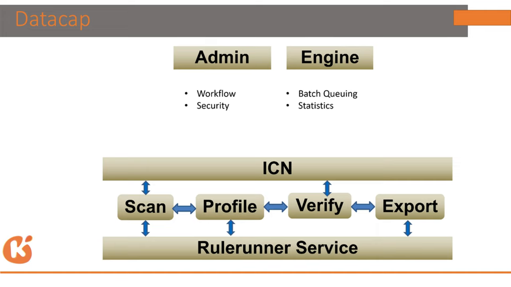If you configure your application to ICN, you can see the batches and the applications are all visible in TMWeb.net, but you cannot open them in TMWeb.net because the configuration is different. You can see the batches, the workflow and everything using TMWeb.net, even if you configure that application to ICN, but you cannot process the batches using TMWeb.net.